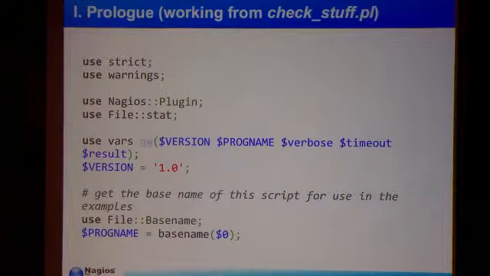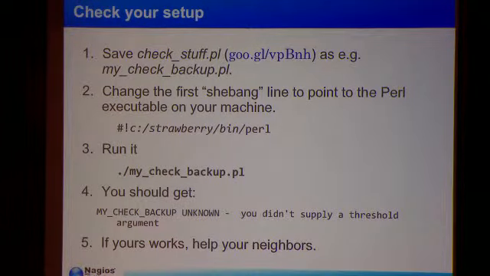And then we set the base name, which shows up in the plugin output. We use that from the file name. So $0 is the executing script name. And so that's check_stuff.pl. And we're going to just use check_stuff as the name of our program. That shows up as the first word in the output. So right here, my check_backup in this example.